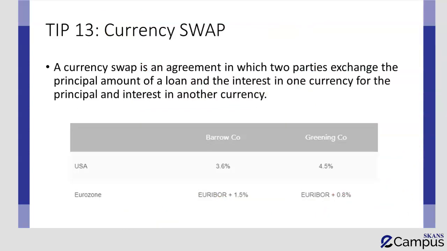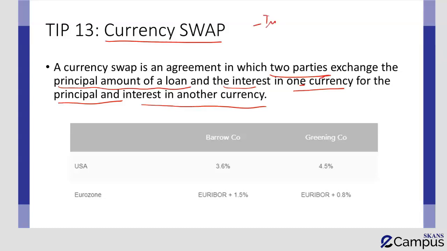And finally, the last tip that you need to know, although not often tested, but still I want the students to know, is a currency swap, which is an agreement between two parties to exchange the principal amount of loan and the interest in one currency for the principal amount and interest in another currency. In the last one, we were swapping the interest rates. In this currency swap, we're not just swapping interest rates, we're also swapping the loan amount as well. So there are two companies, Barrow and Greening, and these are the rates available to them.